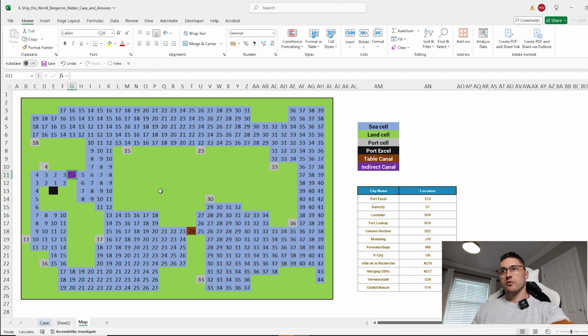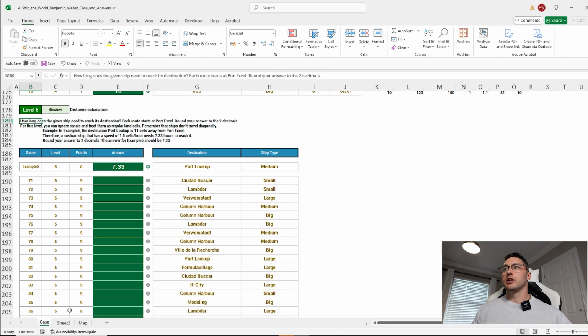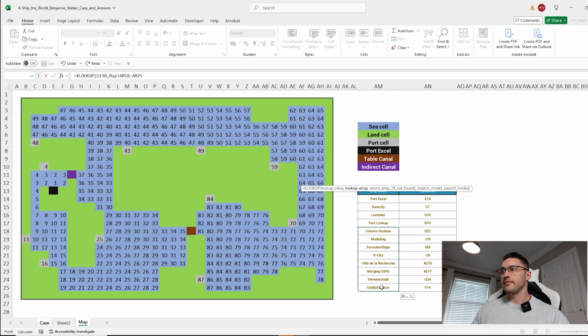The only problem is we need to close off these canals as well because they're not open yet in this question. Cool, and now I can go XLOOKUP our location in this table and tell me the address.